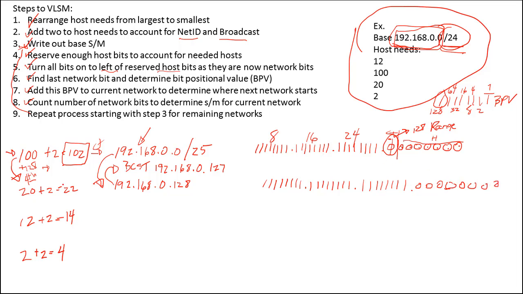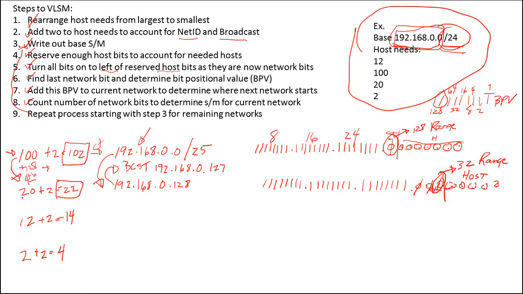Okay? Now this time we're reserving enough to give us at least 22. If I reserve 1, that's 2. If I reserve 2, that's 4, 8, 16, 32. So there's our host bits that we have to reserve, right? And to the left of this line now, we turn everything on. Now we solve for the bit positional value of that last bit. And in this case, the first bit's a 128, 64. The third bit is a 32, and that's our range.